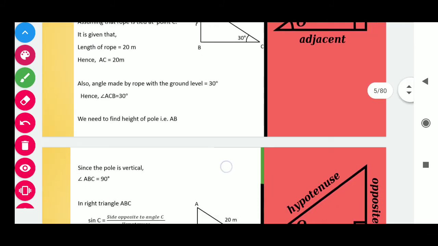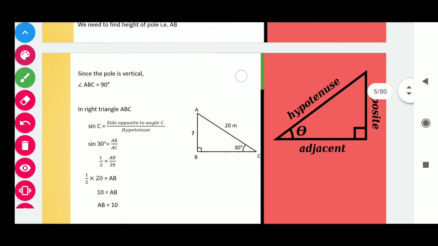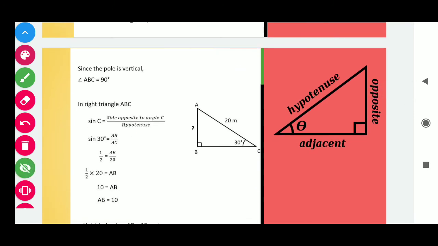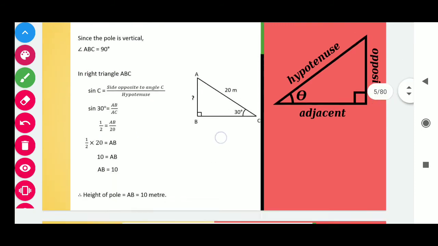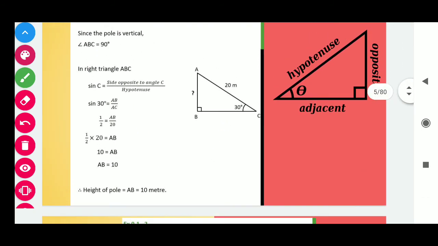Now students, we need to find the height of the pole. For the same, we use the formula sine angle, and sine angle is what? Perpendicular upon hypotenuse. And here perpendicular is AB, that is the pole, divided by 20, and the value of sine theta is 1/2. In this way, by solving this, we get AB is equal to 10 meter. That means the height of the pole is 10 meter.